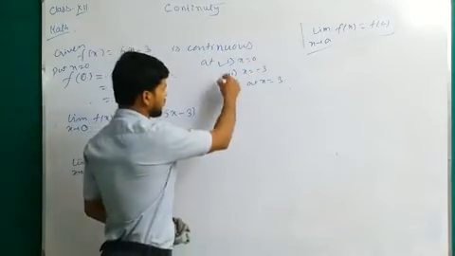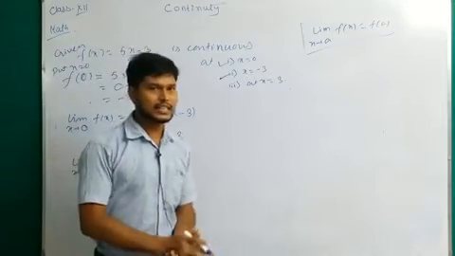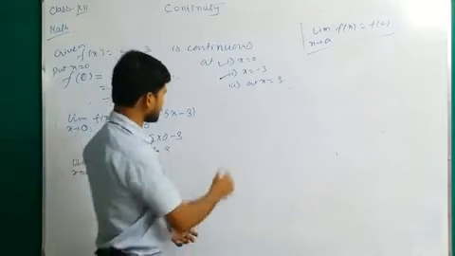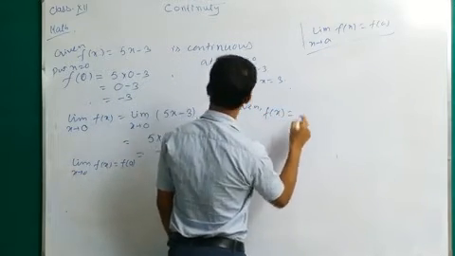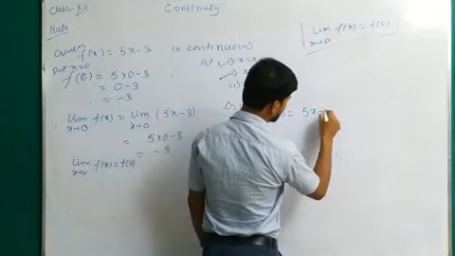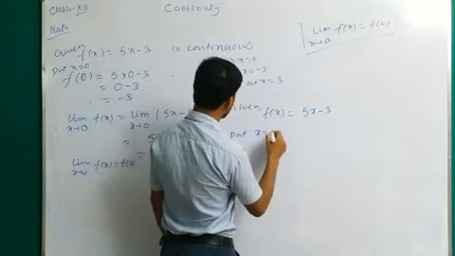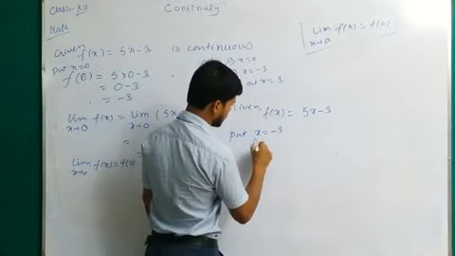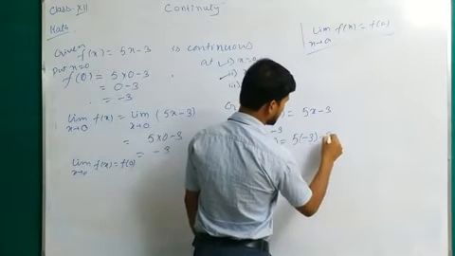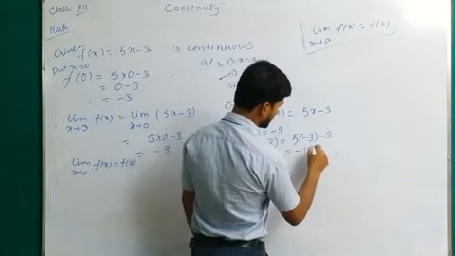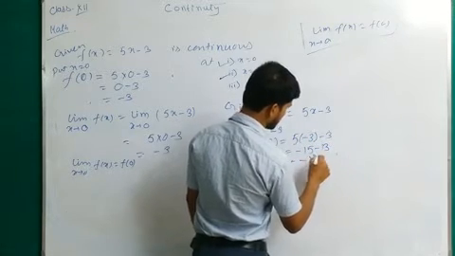Okay, so let's move to another question, question number 2. Now here we will check whether the function is continuous at x equal to minus 3 or not. So given the function f of x is 5x minus 3. So first calculate the functional value at x equal to minus 3. That means f of minus 3 is equal to 5 into minus 3 minus 3. So this is minus 15 minus 3. So that is minus 18.